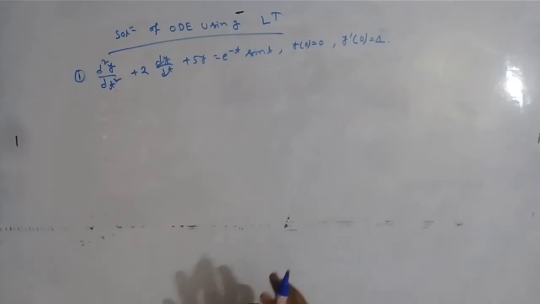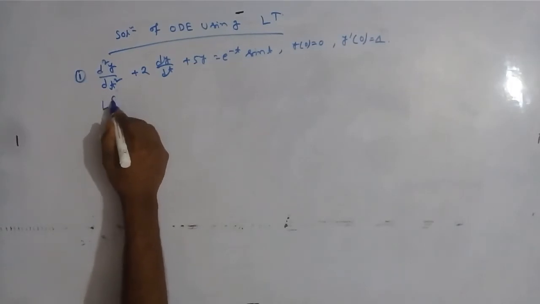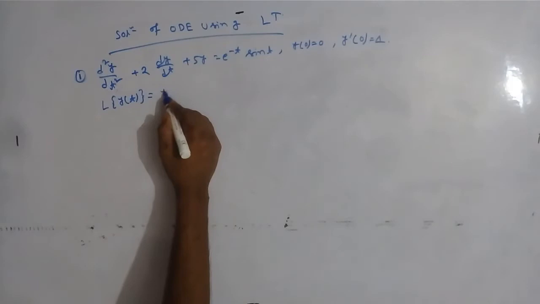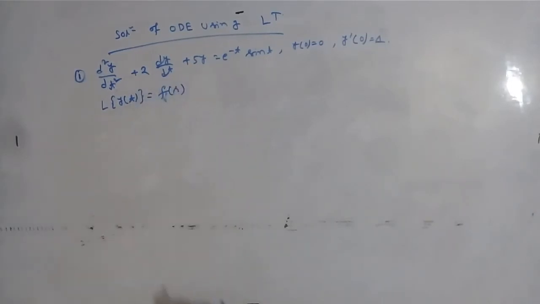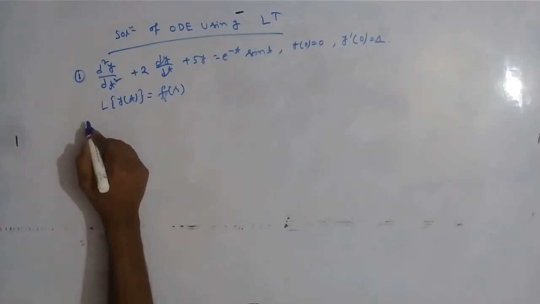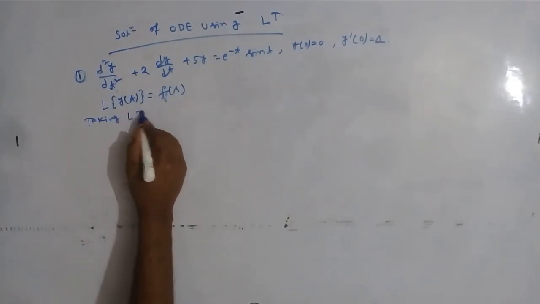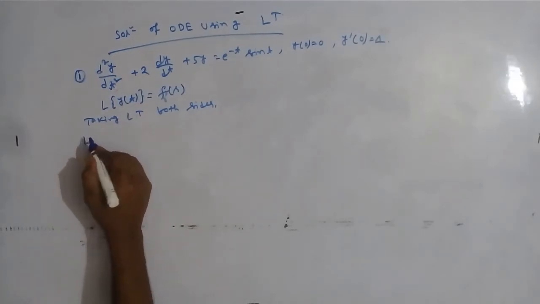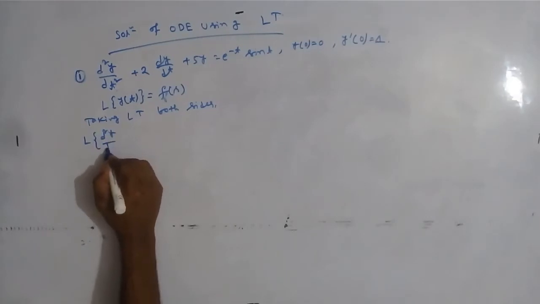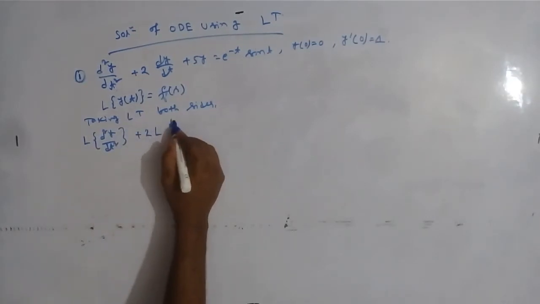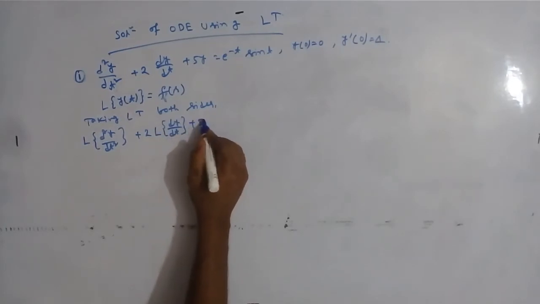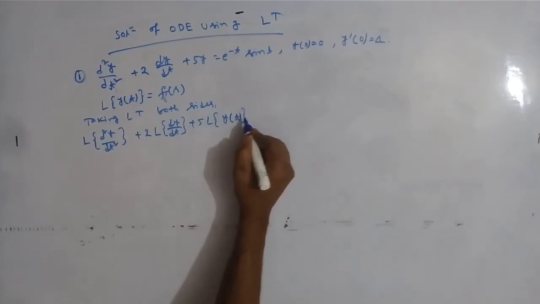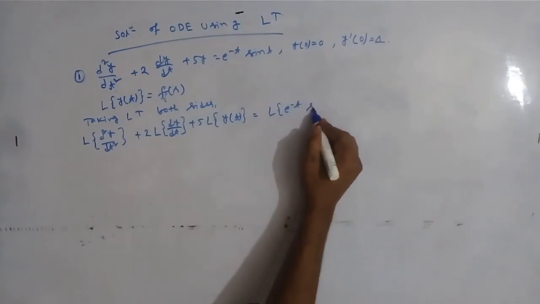First we have to take the Laplace transformation on both sides, and we let L of y(t) be F(s). We will denote the Laplace transformation of y(t) by F(s), a function of s. Now taking the Laplace transformation on both sides, the next line will be L of d square y by dt square plus 2L of dy by dt plus 5L of y, where y is a function of t, equal to L of e to the power minus t sin t.